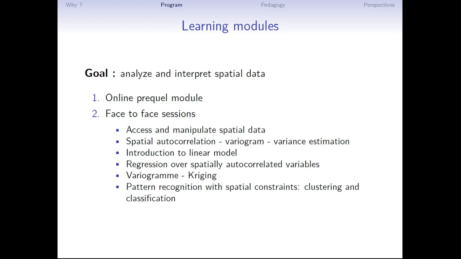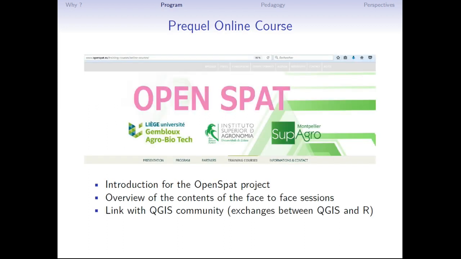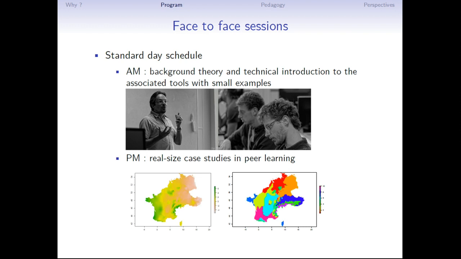The learning modules are online curriculum modules and some face-to-face sessions with straightforward topics: access to data, spatial correlation, regression on spatially correlated data, pattern analysis, and so on. The pre-course is just an introduction to the OpenSpat project. It contains an overview of the contents of the face-to-face sessions, which come next, and also a link to the QGIS community for some information about the link between QGIS and R.